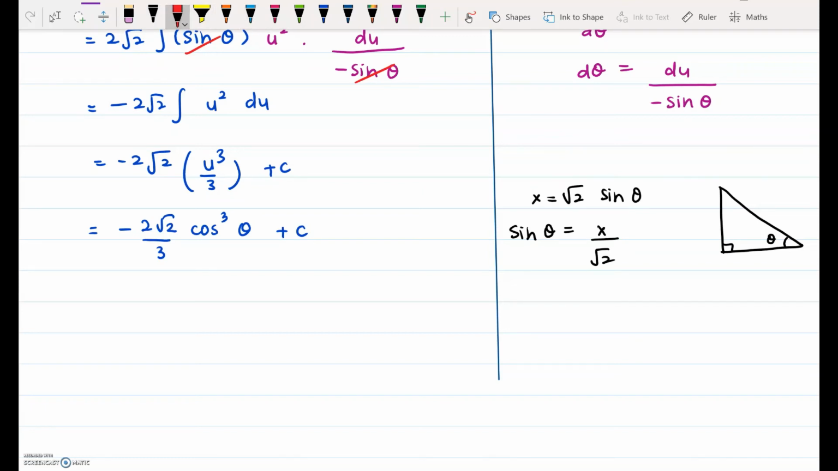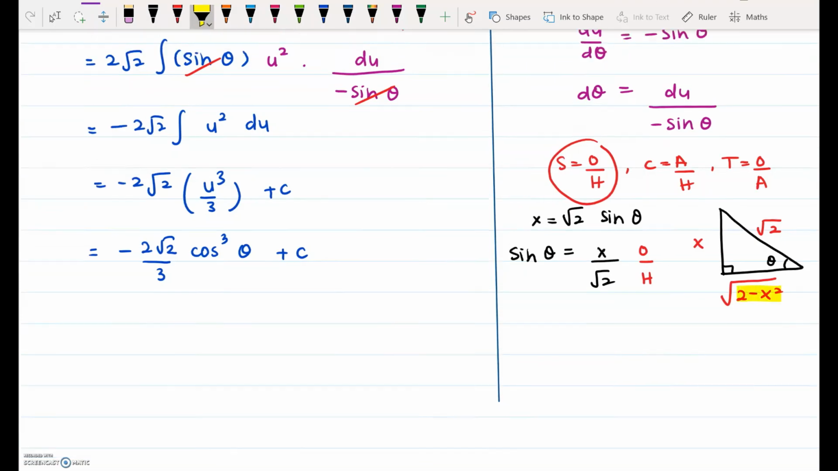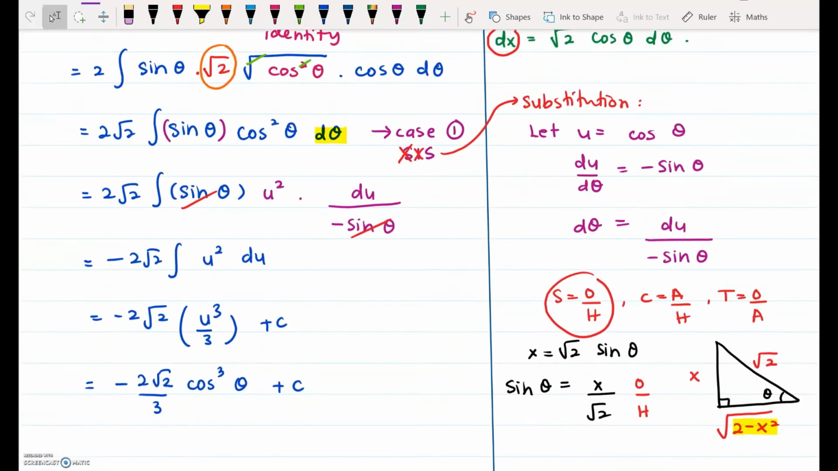Okay, so remember the formula, Sohcahtoa. Your sine is opposite over hypotenuse. So what will be your opposite? Your opposite here will be x, and the hypotenuse here is square root of 2. By using the Pythagorean theorem, you will have the adjacent as the square root of 2 minus x squared. Remember your expression here will be similar to the expression from the original question, 2 minus x squared.